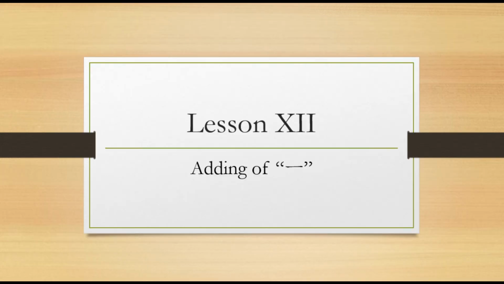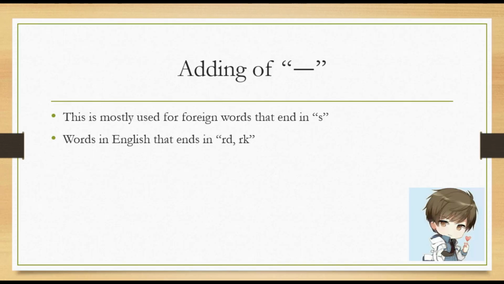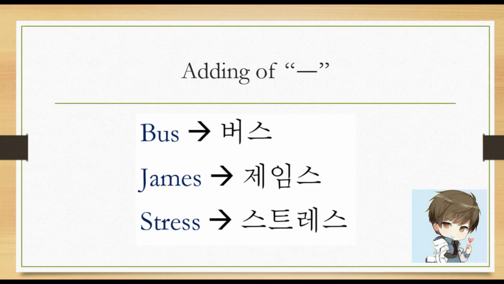Okay, next lesson tayo. We have adding up U in lesson 12. Batong adding up U, this is mostly used for foreign words that end in S and words in English that end in RD or RK. So let's see the first example. Yung boss. Ang boss in Korean is boss. So, boss. Dahil hindi kaya ng S papunta sa final consonant mag-isa, kailangan ng EU para mapanatili yung S sound.